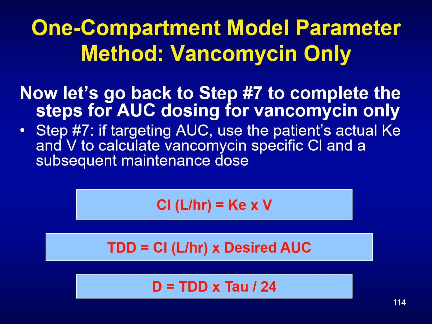Now let's go back to step 7 to complete the steps for AUC dosing. Remember, this is for vancomycin only. If targeting AUC, use the patient's actual KE and V to calculate vanco's specific clearance in a subsequent maintenance dose using the following equations. First, clearance. Clearance, this is vanco clearance, not creatinine clearance, in liters per hour equals KE times V. Total daily dose is equal to clearance times desired AUC, and dose, which is the per interval dose, is total daily dose times tau over 24.